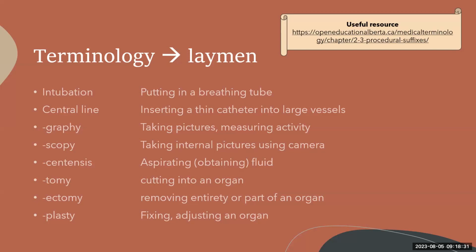Tomy is to cut into an organ. So tracheostomy, ostomy is a little bit different, but colotomy is getting into the stomach. Thoracotomy is cutting into the chest. Ectomy is to remove the entirety or part of the organ. So colectomy is removing the whole bowel. Or you can do partial colectomy, just remove partial part of the bowel.